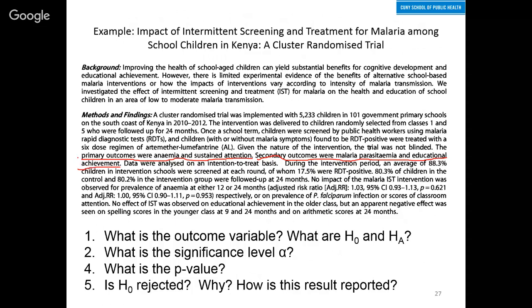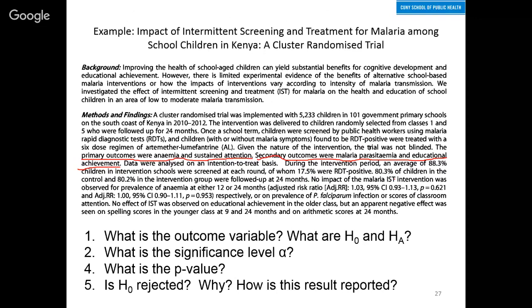And by the way, are these means or proportions that we're doing tests on here? Let's see, they say during the intervention period, an average of 88.3% of children in schools were screened at each round. 80% of children in the control and 80% in the intervention group were followed up.